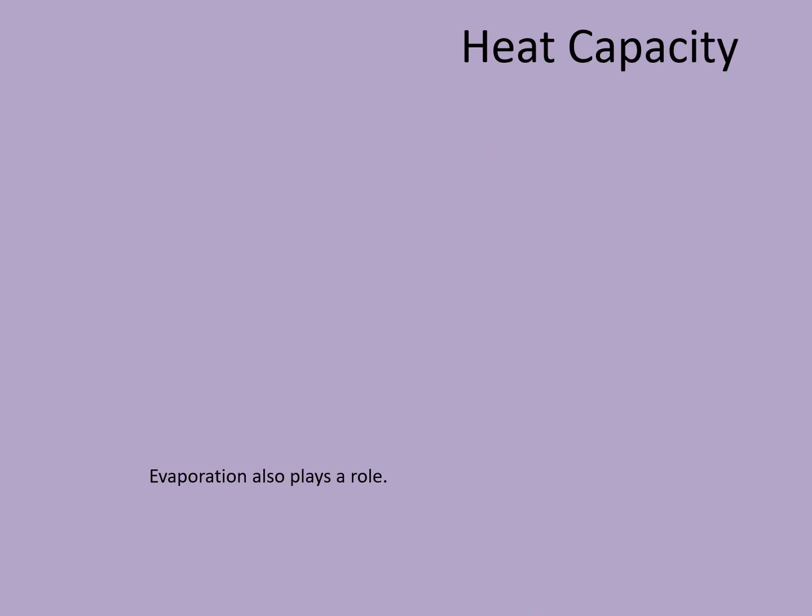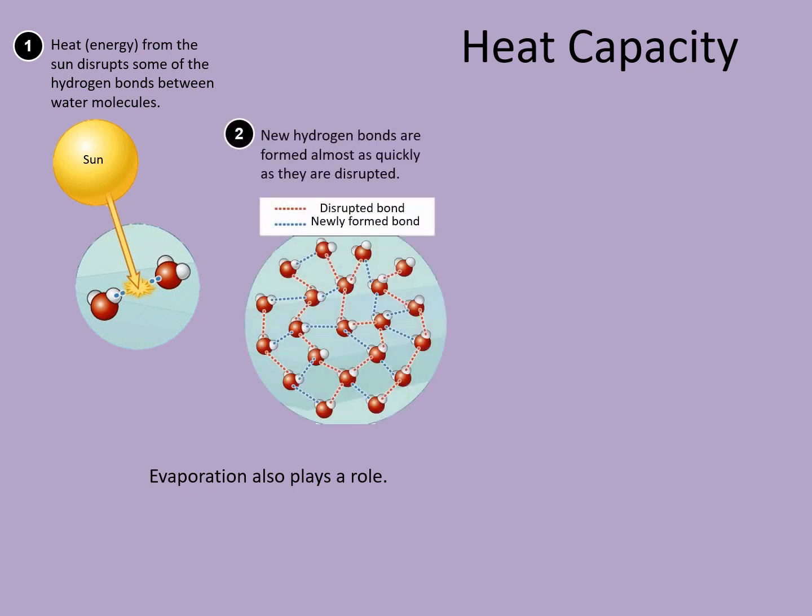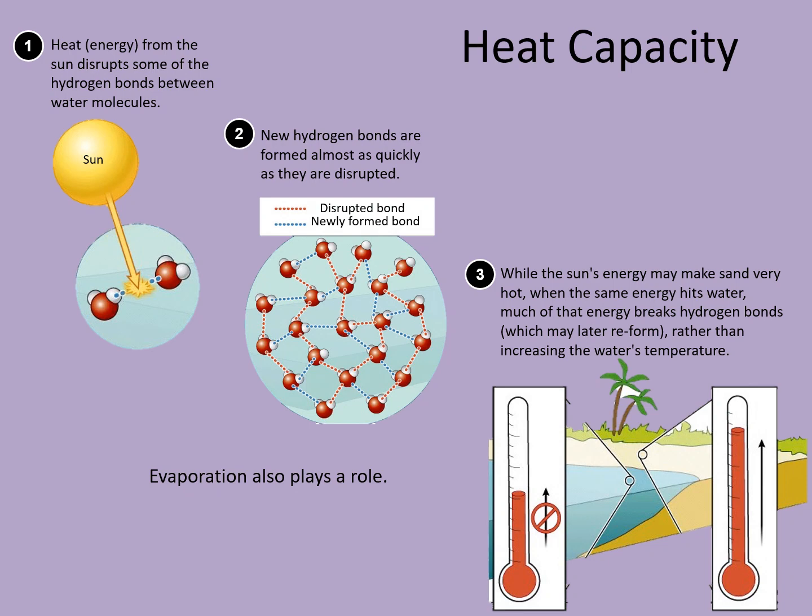Evaporation also plays a role in heat capacity. The heat or energy from the sun disrupts some of the hydrogen bonds formed between the water molecules. New hydrogen bonds are formed almost as quickly as they are disrupted, though. You can see the red dotted line is the disrupted bond and the blue is newly formed, and they're all over the place. While the sun's energy might make sand really hot, when the same energy hits water, most of that energy breaks the hydrogen bonds, which might later reform. But rather than increasing the water's temperature, it doesn't. So water can maintain its temperature because of the way the heat disrupts the hydrogen bonds.